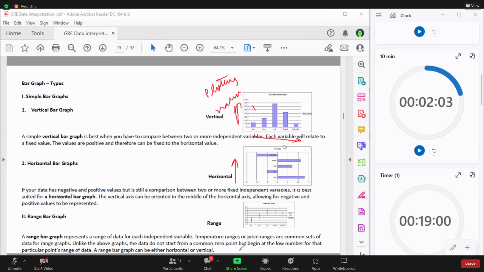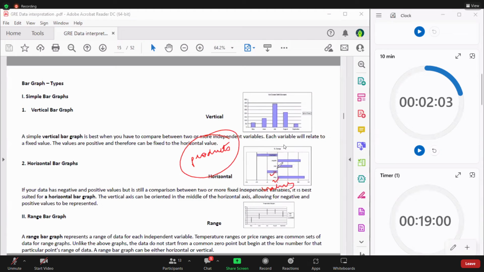Here it is different time periods or different entities or different products, and then here are the values. The values shift here from here. So whenever time is concerned, it is usually going to be a vertical graph, and whenever values are concerned with respect to different products or different entities, then a horizontal graph comes into the picture.